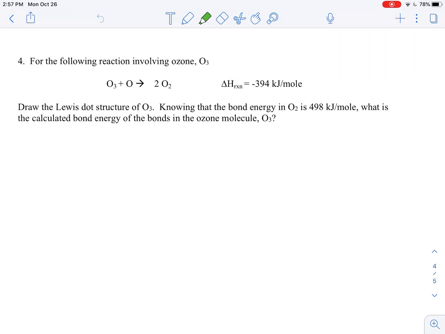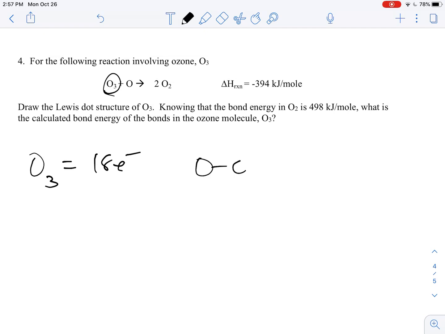All right, number 4 is a classic AP problem because they're going to ask you about a resonance structure here. So first of all, it says to draw the Lewis dot structure for ozone. So ozone, O3, is 18 valence electrons.